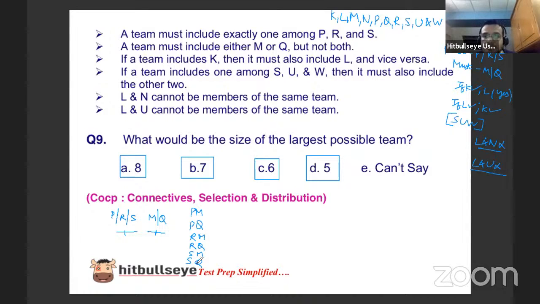Now, from these 1, 2, 3, 4, 5, 6 combinations, we have to check. Either we go for K and L, or we can go for SUW, because L and U cannot come together. So from here, either we can have KL and it will remain same for all of these. So the size of the largest team possible in this combination is 4. And if I go for SUW, so let's do that. PM, PQ, I mean all of them will come. RM, RQ, SM and SQ.